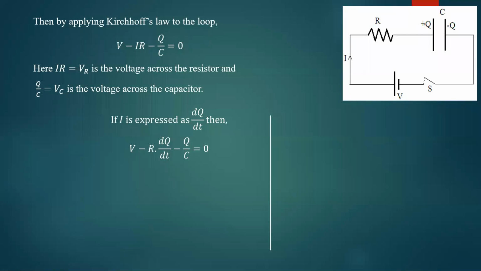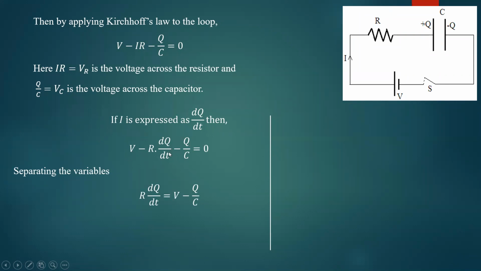That is the expression for Kirchhoff's voltage law, with I expressed as dq by dt. Then do the separation of variables and integrate this equation, because we have dq, one variable, and dt, another variable. Integrate it over certain limits, and that will give you the expression for q. So slowly you will simplify it. First you have to separate the variables.